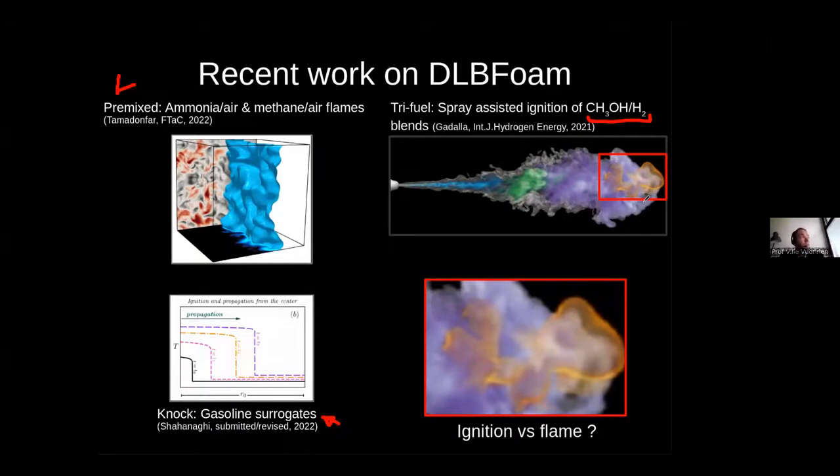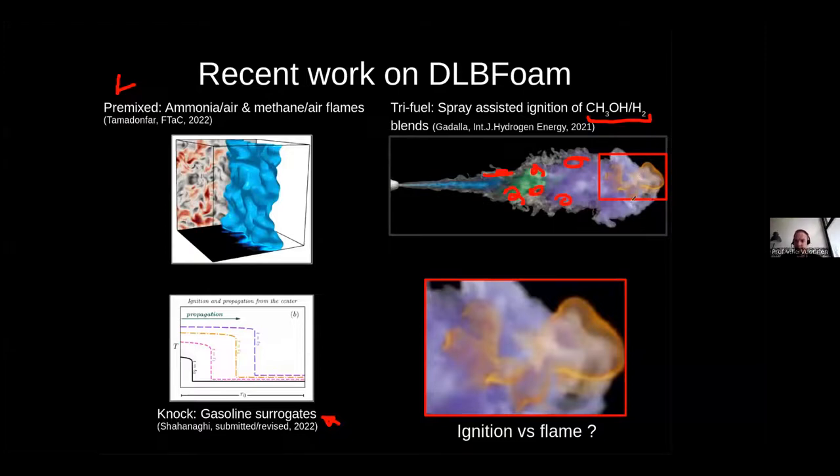But until this point, I have talked mostly about implicit LES in the spray context, running simulations on the 62 micrometer grid of the spray cloud mixing and low temperature reactions and high temperature reactions. But to conclude my talk, I would like to mention recent ongoing work.